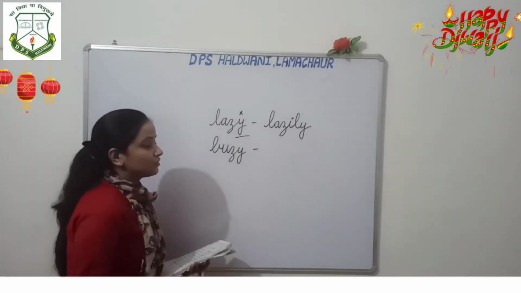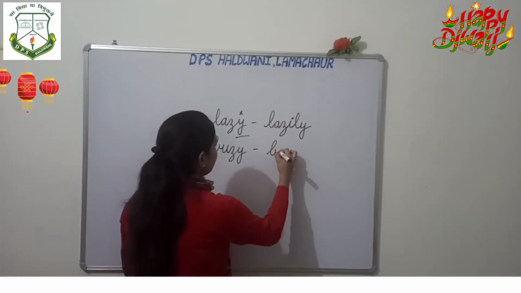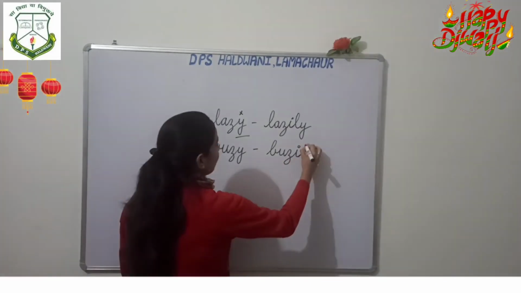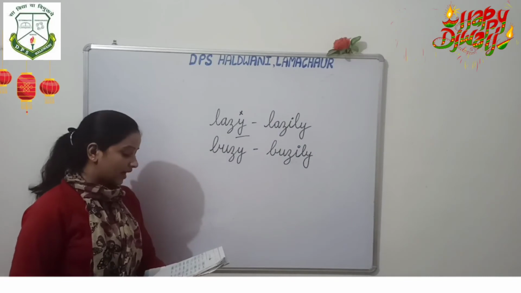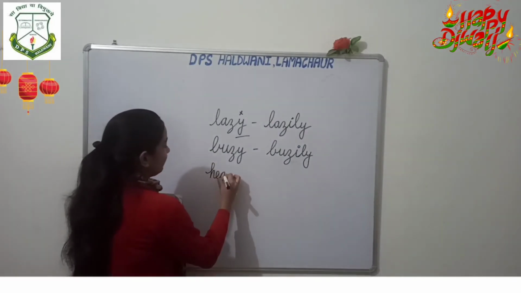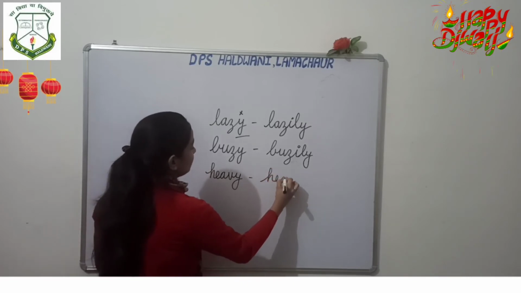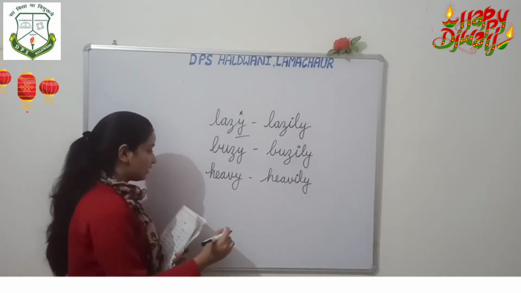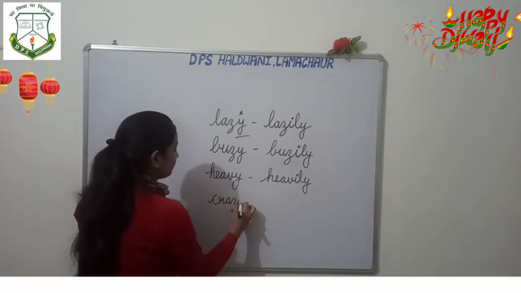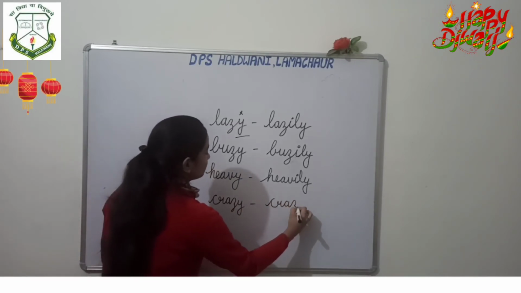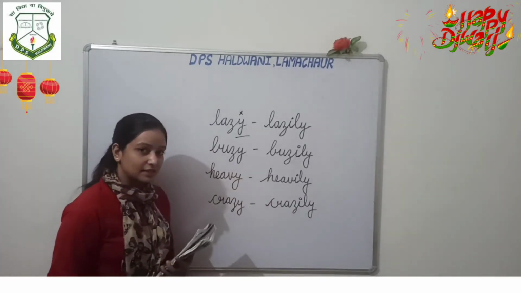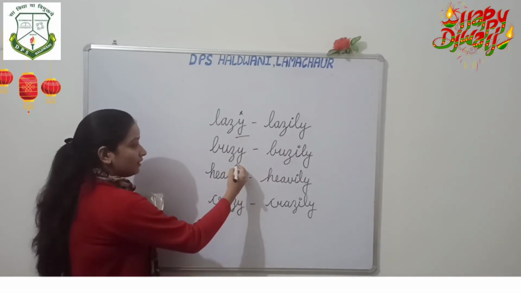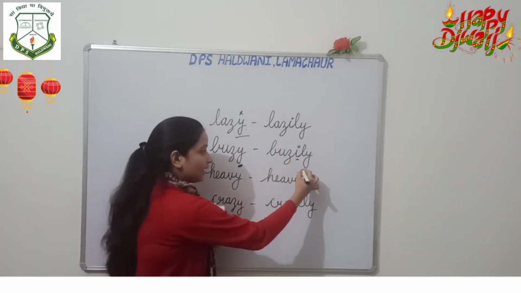Next. Busy. B-U-S-Y. Here also you are supposed to do the same. B, U, S, in place of Y we have to add I, then L-Y, busily. Okay? Heavy, same. H-E-A-V-Y. H-E-A-V-I-L-Y, heavily. Next is crazy, C-R-A-Z-Y. C-R-A-Z-I-L-Y, crazily. So whenever the adjectives end with Y, we replace Y with I, then add L-Y to the end.